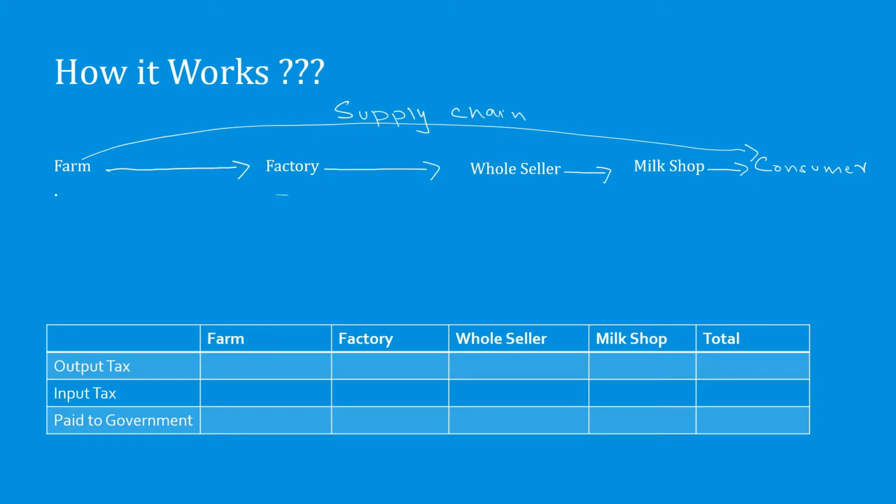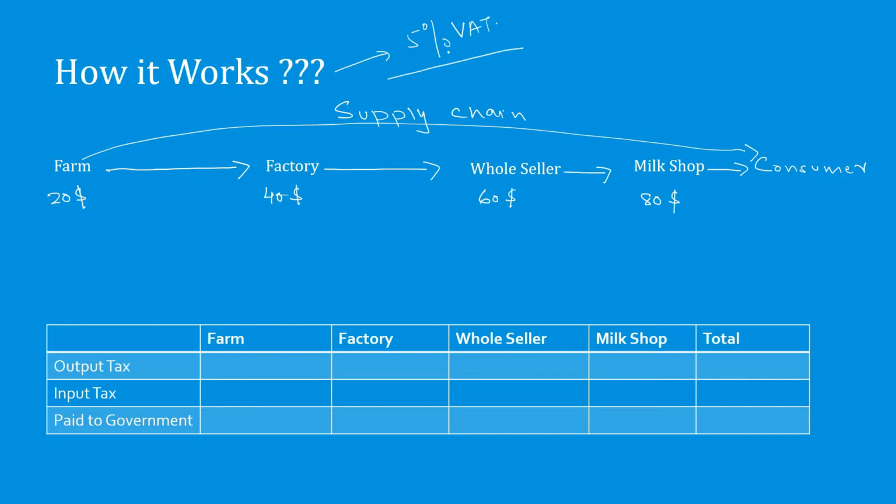Let us suppose that before introduction of value-added tax, the farm was selling the milk at the price of $20 per liter. The factory was selling the same milk at the price of $40 per liter. The wholesaler was selling the same milk for $60 per liter. And the milk shop was selling the same milk for $80 per liter. All of a sudden, the government introduced 5% value-added tax.